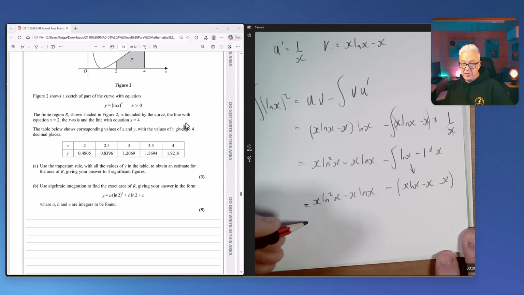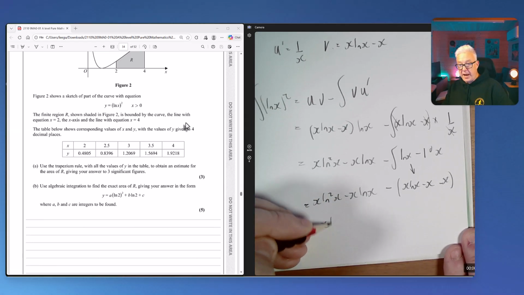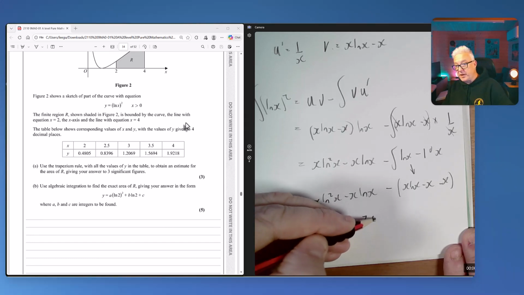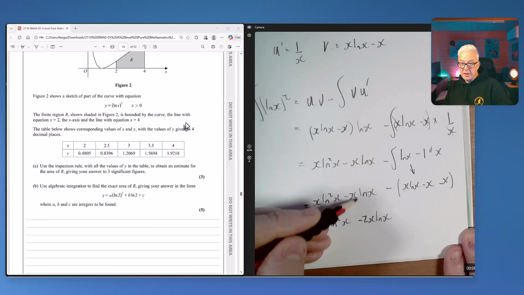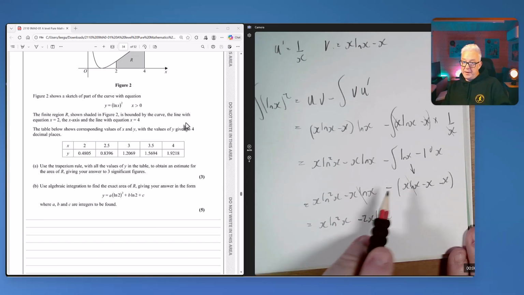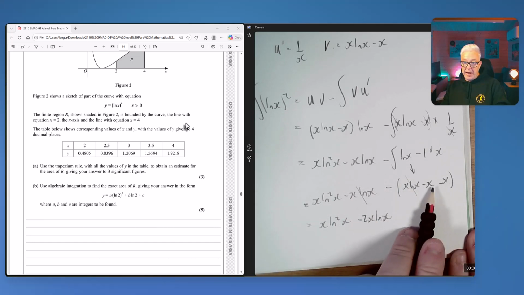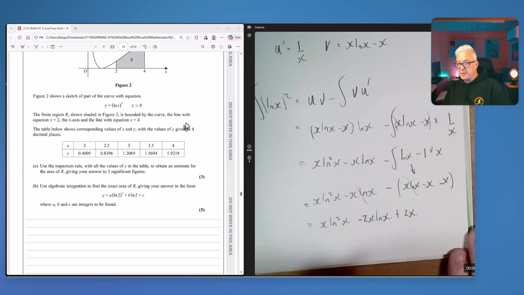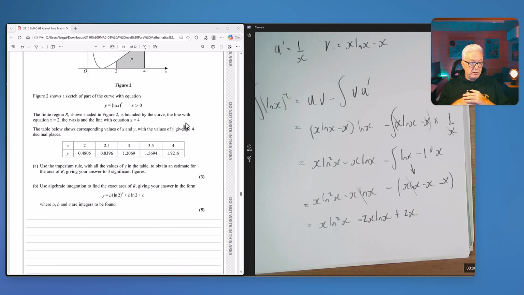So let's now remove the brackets and collect like terms. So we've got x ln² x minus 2 lots of x ln x, so one from there and one from there. This is going to be minus 2x, and then 2 minuses come together to make a plus. So that is going to be plus 2x there. Okay, so that's our result for the integral of ln² x. It is x ln² x minus 2 lots of x ln x plus 2x.